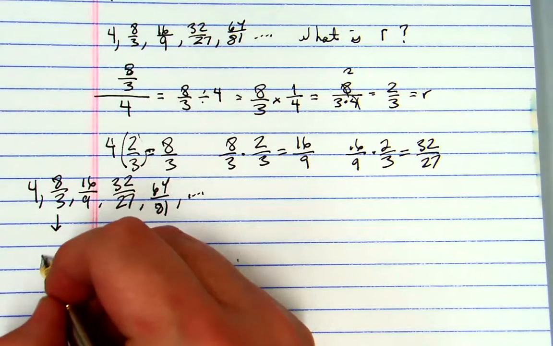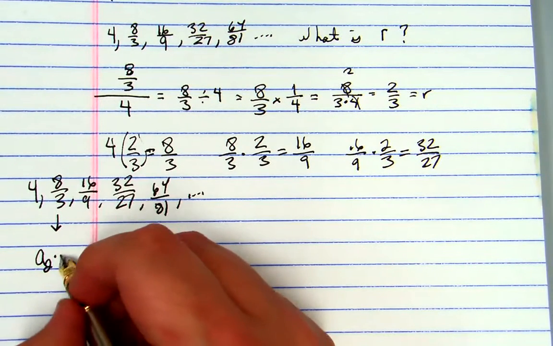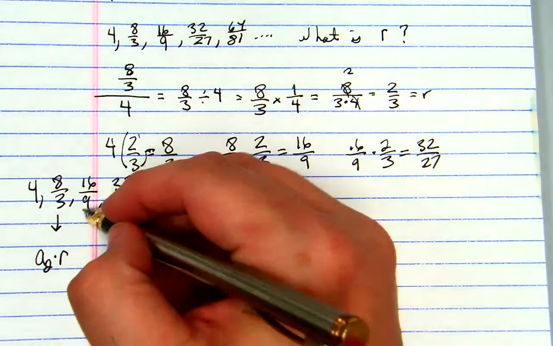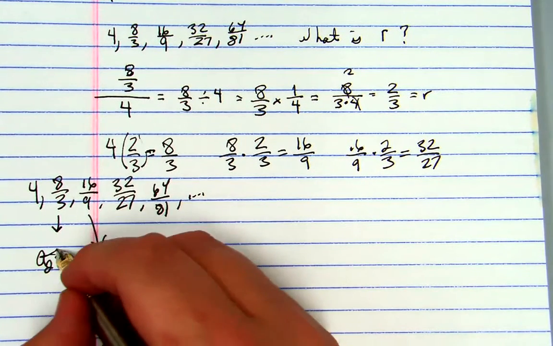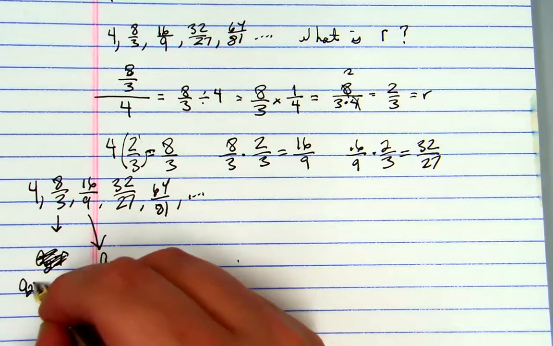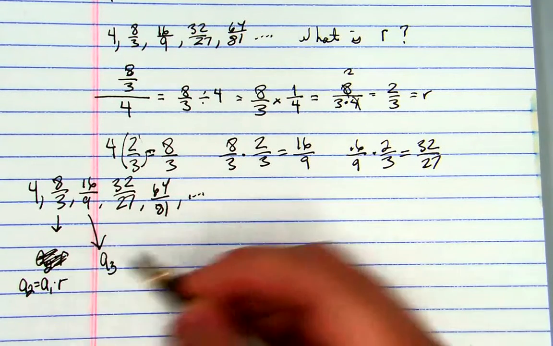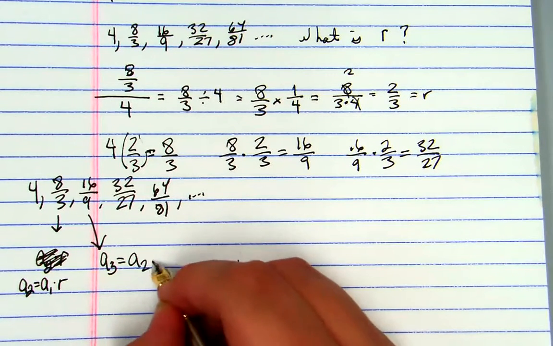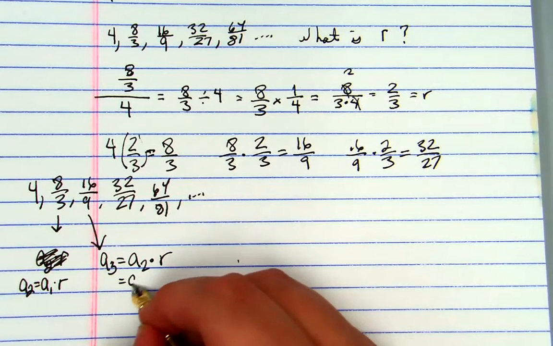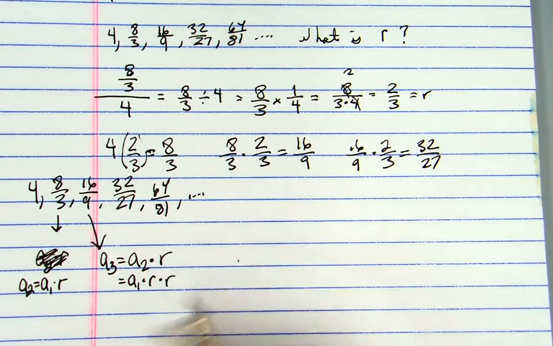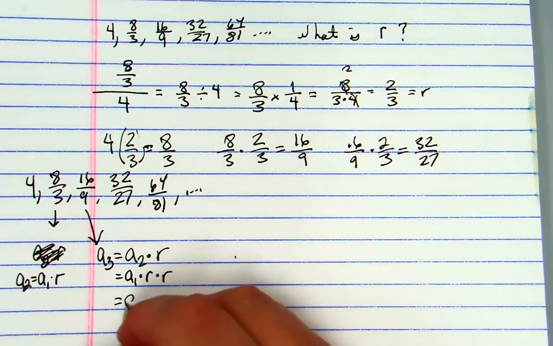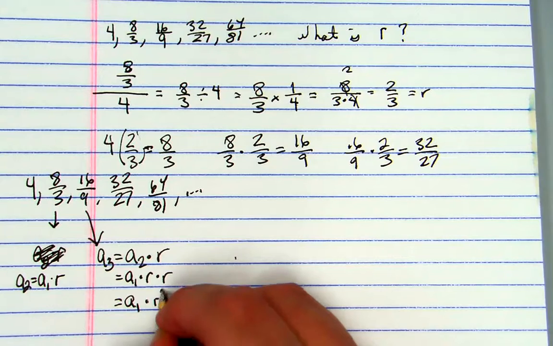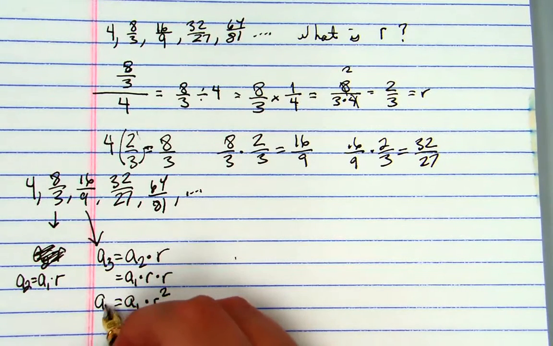Now, a sub 2 was a sub 1 times r. A sub 3 is equal to a sub 2 times r, which is a sub 1 times r times r, because a sub 2 is equal to a sub 1 times r. So that's a sub 1 times r squared. That's a sub 3.